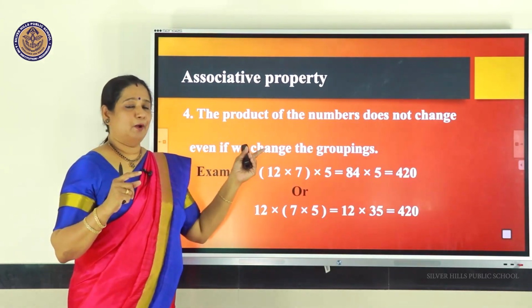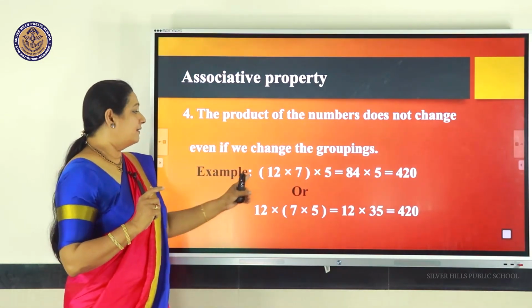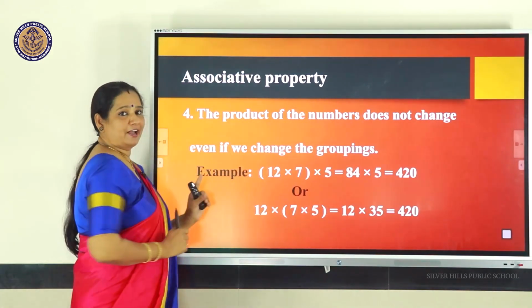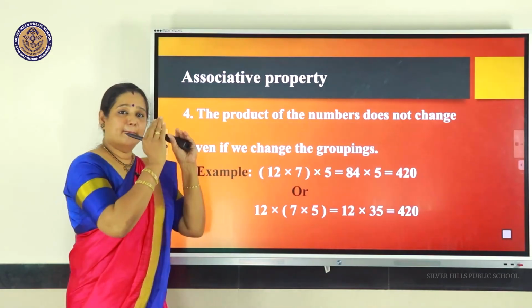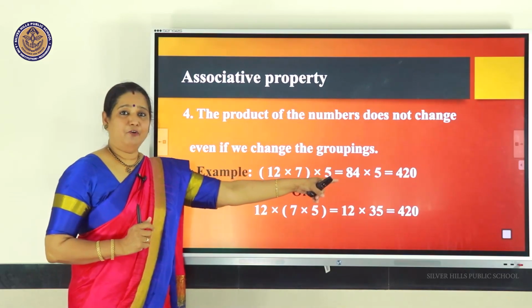Move is commutative property and associative property is grouping. So, here we have grouped. In the first one we have grouped the factors, the first two factors, 12 into 7. Then you have to multiply the numbers which are inside the bracket. So, 12 into 7 is 84.